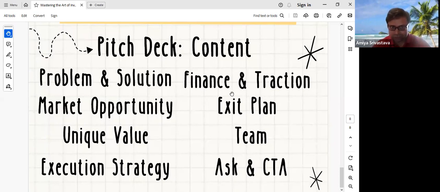And your content also, it has to be very crisp, reduce the FUD. Your pitch deck is all about reducing the FUD. It's not about you just putting everything you know out there.